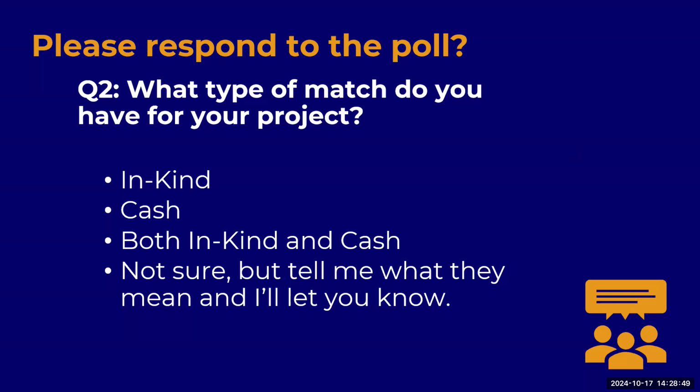So the question that came up in your poll should be, what type of match do you have for your project? You can have in-kind, which I'll explain a lot more about. You could have cash match, which we all love, but is very scarce. You could have both. You could have multiple sources of match. Or maybe some of you are not sure because these are new terms and you need to know what they are. Or maybe you need to go get your project application so you can see what you did promise to HUD. So go ahead and answer that poll. And Jody, when you see a majority of people have responded, we can publish that out.